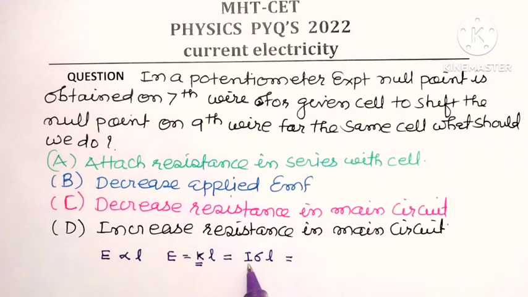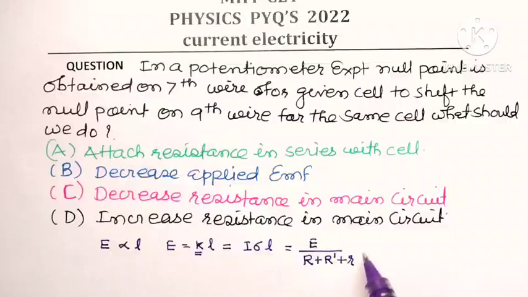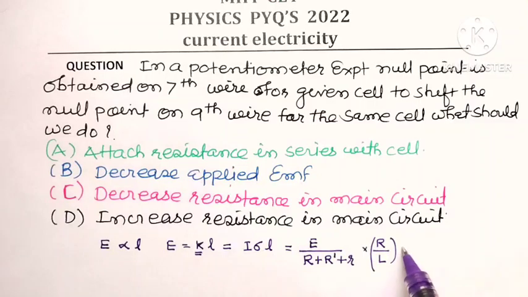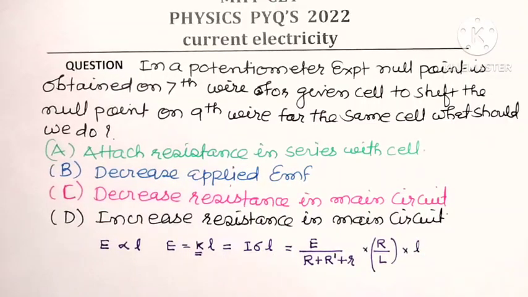The current in the potentiometer is given by the EMF connected across the potentiometer wire divided by the resistance of the potentiometer wire plus the resistance connected externally in series with the potentiometer wire plus the internal resistance of the cell, and sigma here represents the resistance of the potentiometer wire divided by the length of the potentiometer wire multiplied by the balancing length L.